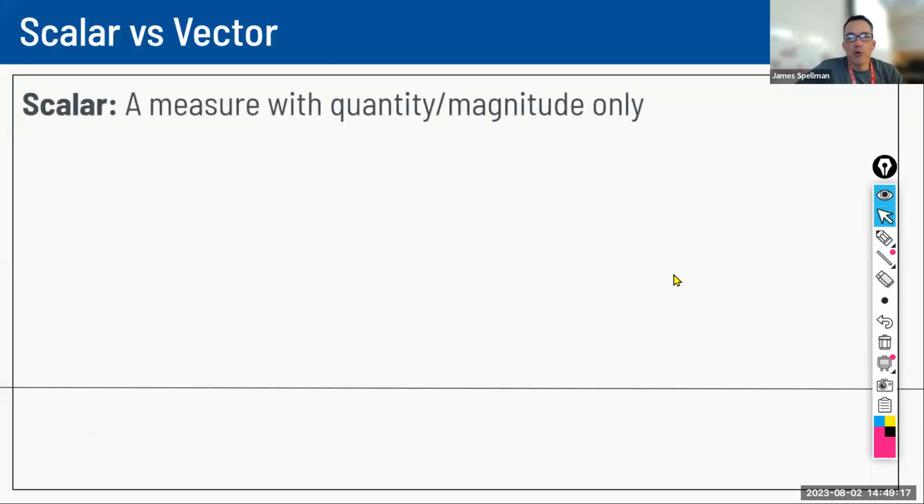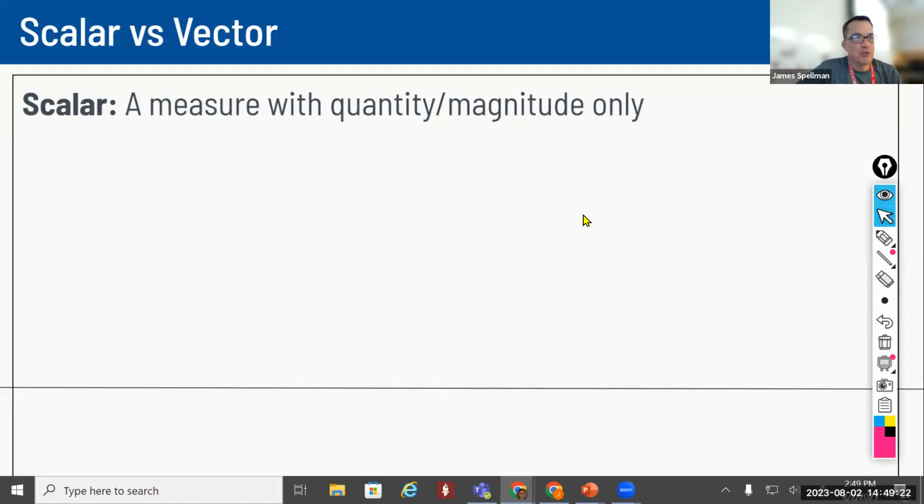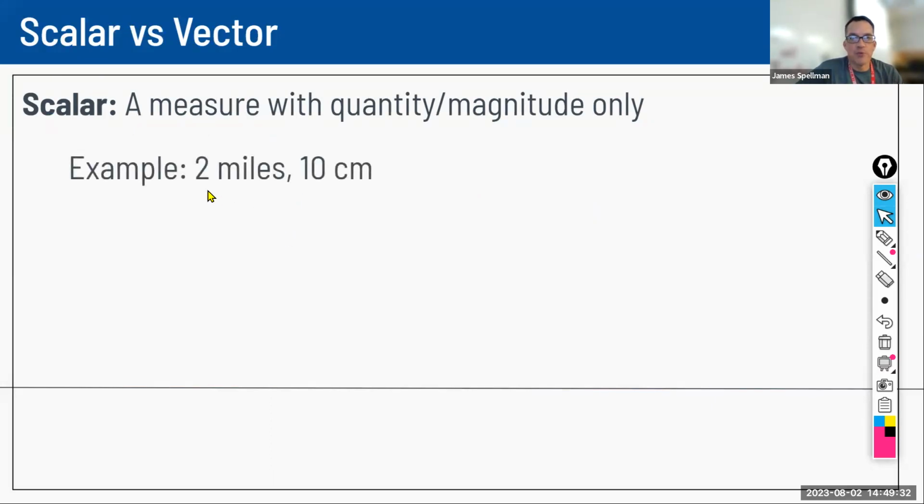A couple of new vocabulary words to you probably are scalar and vector. Some measurements are scalar measurements. Some measurements are vector measurements. Scalar is a simple measurement. Vector makes it a little bit more complicated. Scalar means that it's just got magnitude only. So an example of that would be like 2 miles, 10 centimeters.